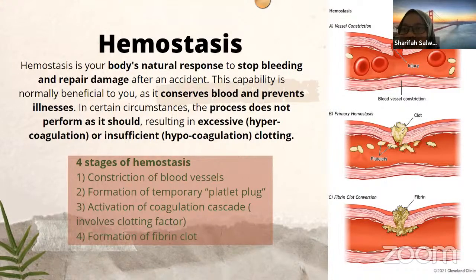There are 4 stages of hemostasis. The first one is constriction of blood vessels. Second, formation of a temporary platelet plug. Third, activation of the coagulation cascade, involving clotting factors. And last one is formation of a fibrin clot. Next.